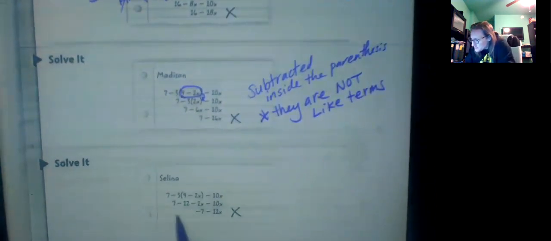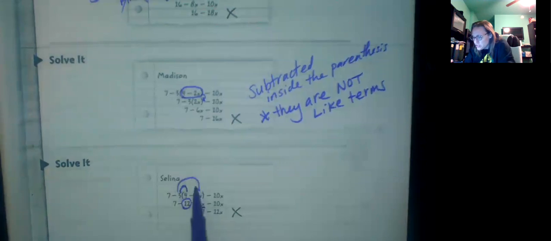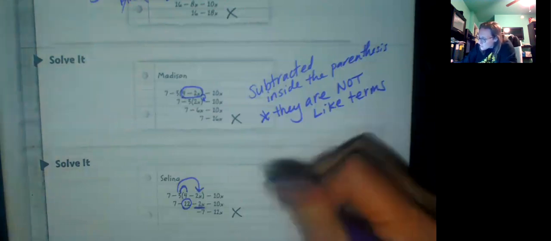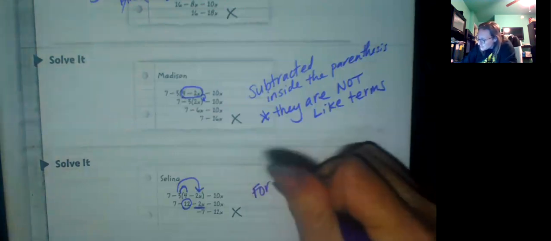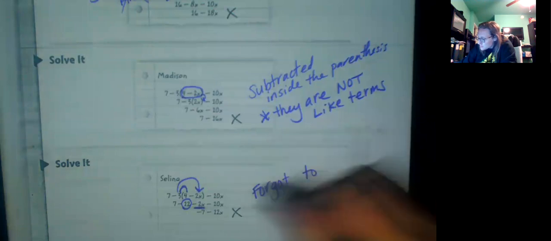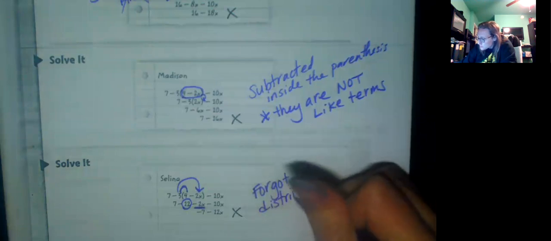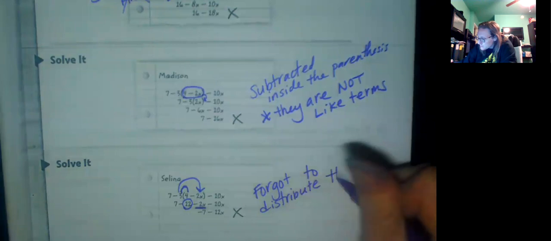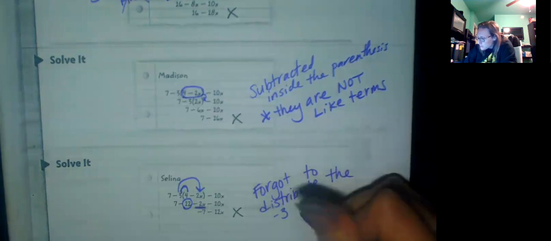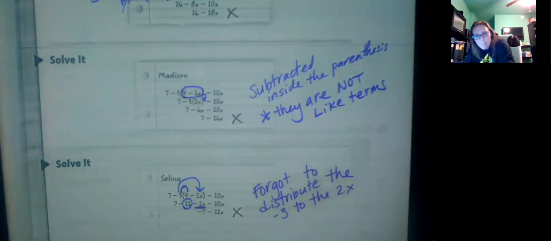Okay? Let's look at Selena. So Selena, okay, it looks like she multiplied. She did that correctly and got 12. But uh-oh, she forgot to distribute that 3 to the negative 2. So she forgot to distribute the negative 3 to the 2x. Okay?